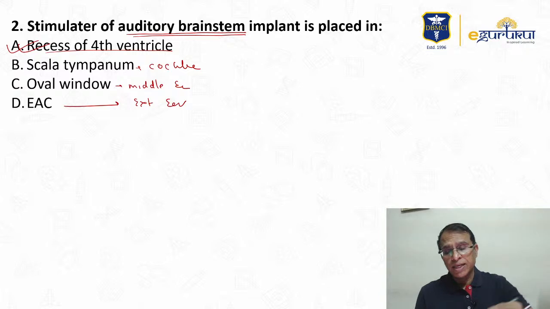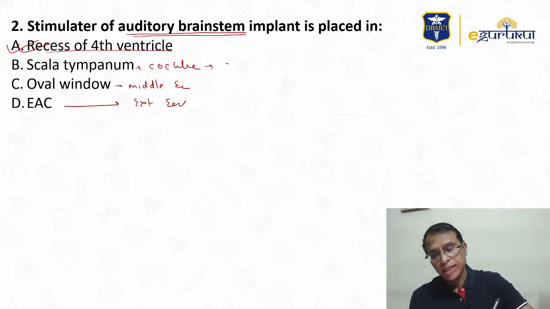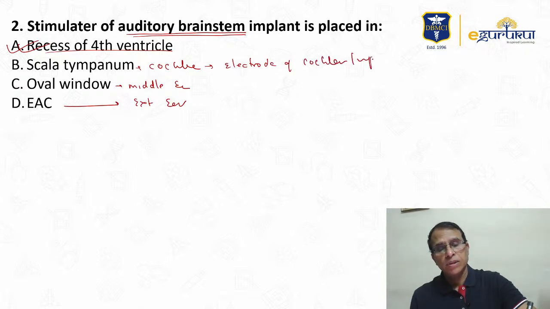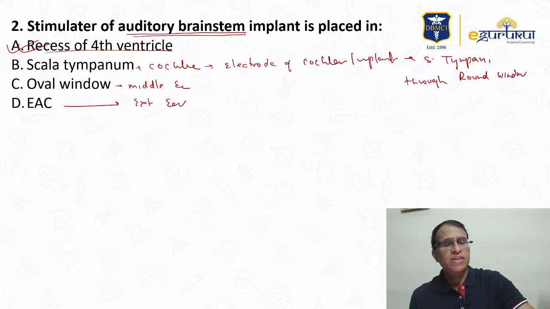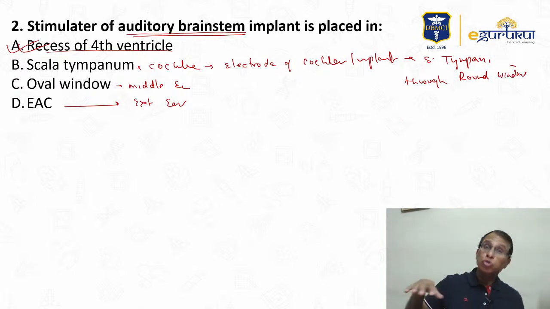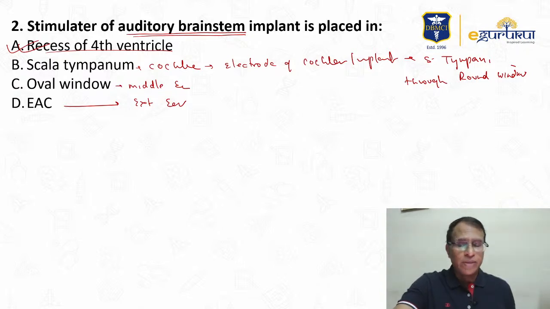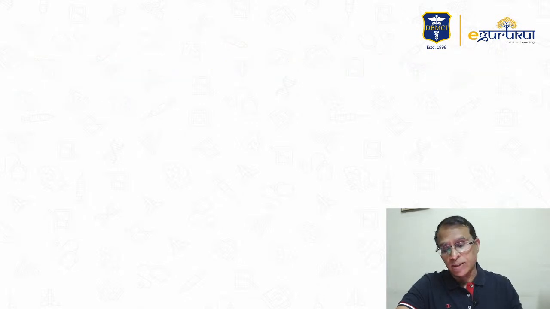Yes, the electrode of a cochlear implant is inserted in scala tympani through the round window. It's not exactly through the round window, but this is what we say. Although technically it is not through the round window, that's what we say. It is accepted when you say this. Right. Next one.